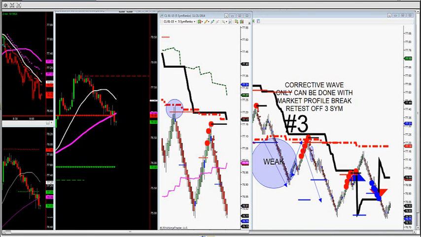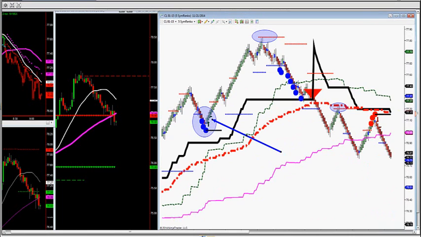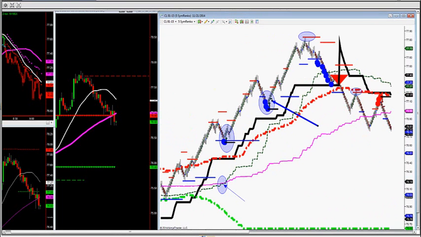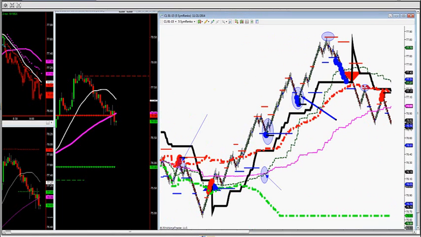Let's go over crude oil here, guys and gals. First of all, let's go over the 5 versus 3 sim Renko, the accuracy of this. The 5 sim is designed to look for deep retracements.